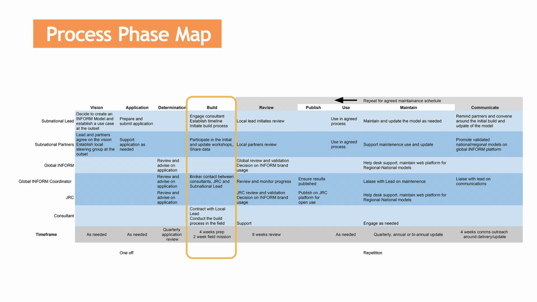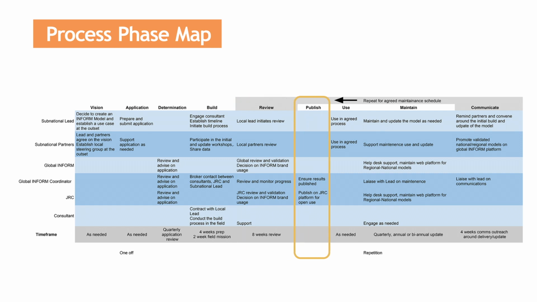This is Module 3. Review. Once the build phase is complete, local partners, followed by INFORM global team, review and validate the model, suggesting and calling for changes as required. There may be discussions around indicator choice and also about data processing and computation.